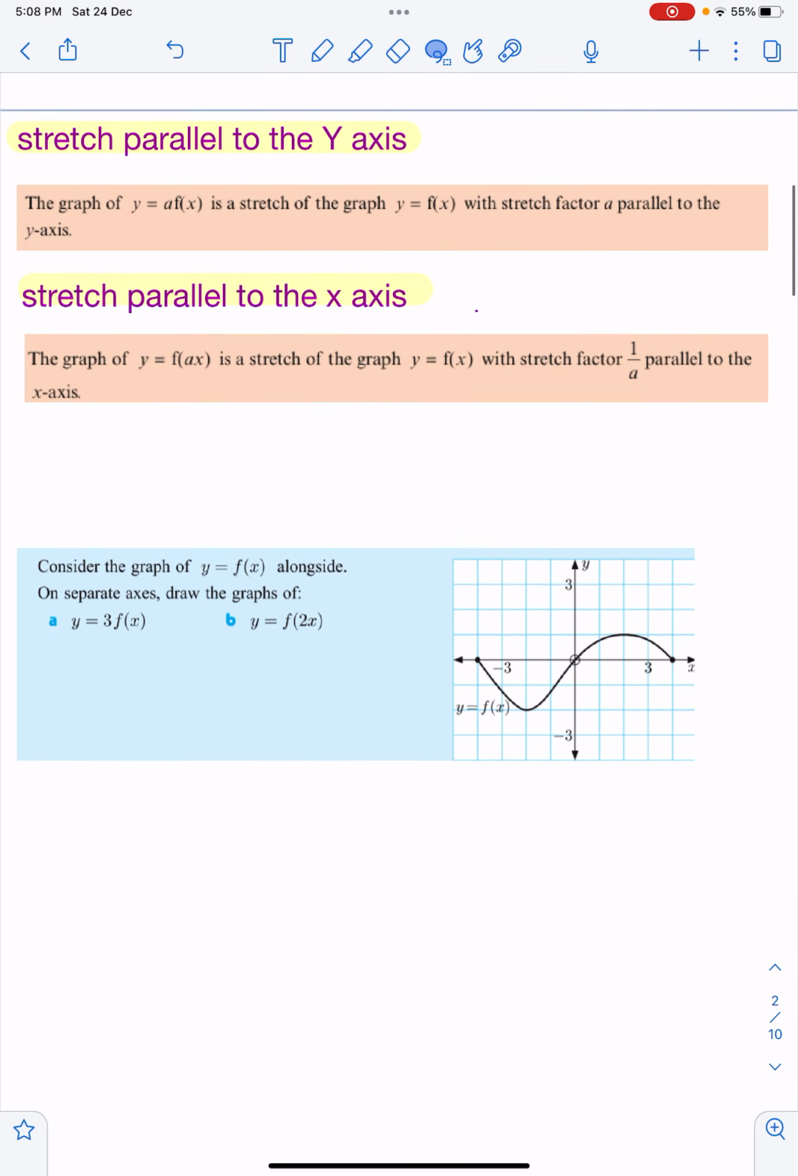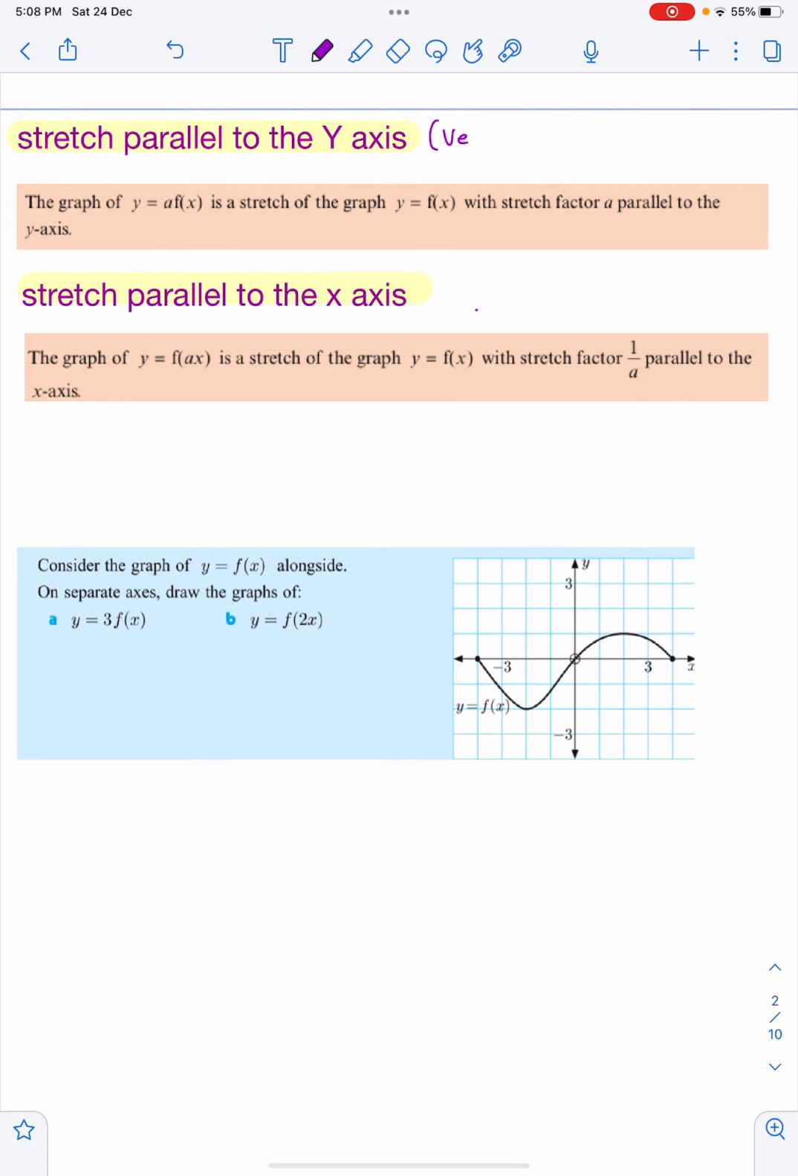The first stretch which we are going to learn is the stretch parallel to the y-axis, also known as the vertical stretch. How do you recognize the vertical stretch? In case of a vertical stretch, there is a constant written before the function. So if it is 2 times f of x, or 1 upon 3 times f of x, the constant is written before the function. It is a stretch parallel to the y axis, which means it is going to go vertically, parallel to the y axis.